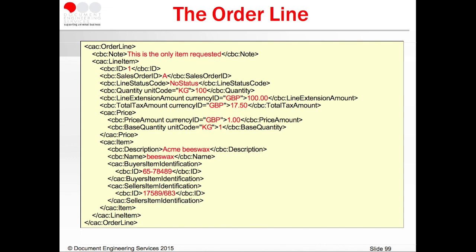If we jump in to have a look at the UBL document instance, this is what an XML document describing that order line could look like. So we can see there is a descriptive note, there is information about the quantity, the amounts, the monetary amounts, a description of the item, its name, and various identifications, numbers or codes to identify that from the buyer and the seller perspective. That constitutes an order line.